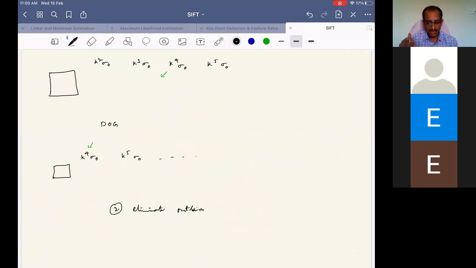Yeah, to eliminate outliers and other edge key points. And there are other steps to finally get the descriptor as well. We will discuss in the next class.